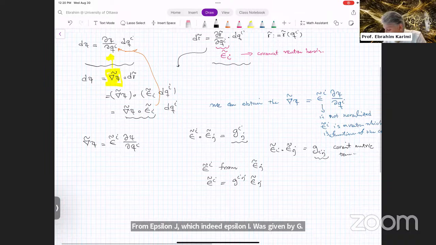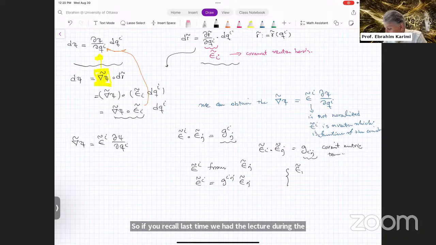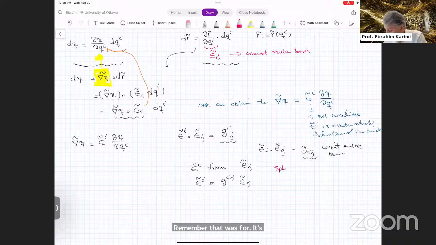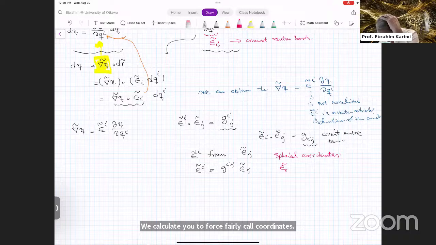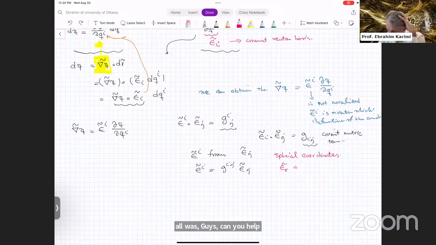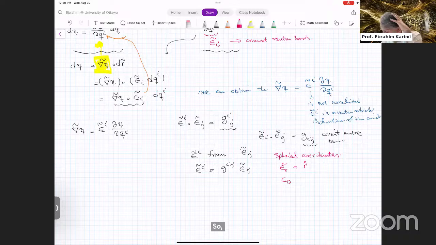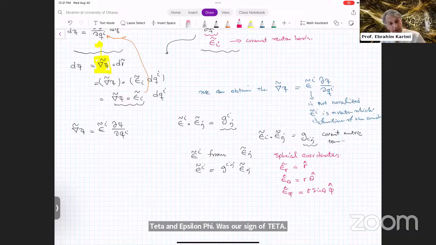If you recall, last time we had the lecture, we calculated what's going on with εr. Let's do this just to clarify. Remember, that was for spherical coordinates. We calculated for spherical coordinates: εr was r hat, εθ was r θ hat, and εφ was r sin θ φ hat. Guys, can you help me? Can you type it in the Q&A if we derived this last time, and confirm that that's the right one?